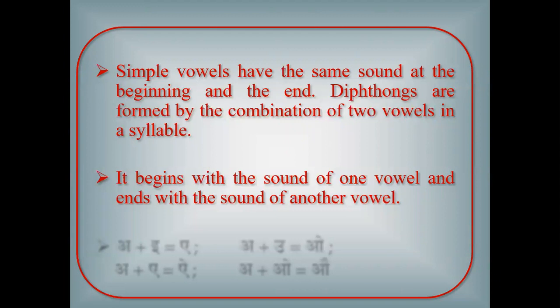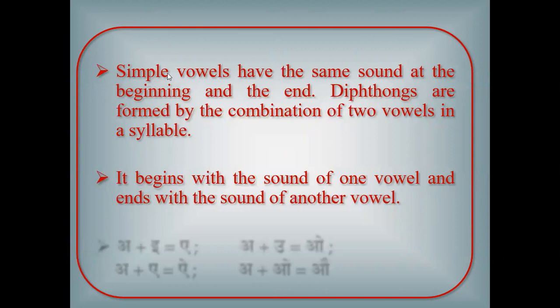So at the beginning it has a place of pronunciation, and at the end it has a place of pronunciation. Therefore, two vowels are involved in pronouncing the conjunct vowels. It starts with the pronunciation of a vowel and ends with the pronunciation of another vowel. Therefore, it is a combination having two different sounds, one at the beginning and the other at the end. Therefore, it is called conjunct vowels.